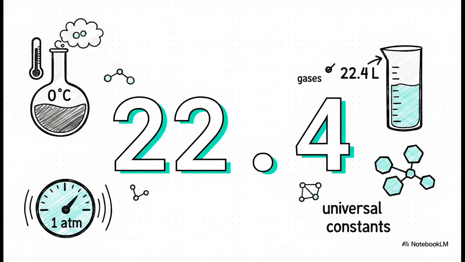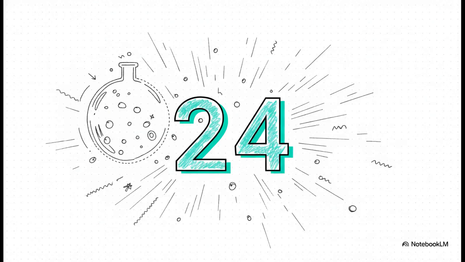Because of these specific conditions, scientists have calculated some universal constants for us. At STP, 1 mole of any ideal gas occupies exactly 22.4 liters. Burn this massive number into your memory. 0 degrees Celsius, 1 atmosphere, exactly 22.4 liters per mole. But as we shift to RTP, when we turn the heat up to 25 degrees Celsius, that exact same mole of gas expands to take up 24 liters. It's the exact same amount of physical stuff, right? But those faster-moving molecules just demand more space.